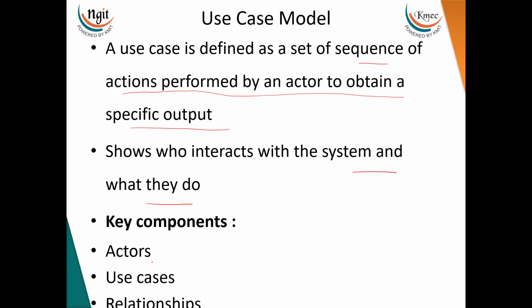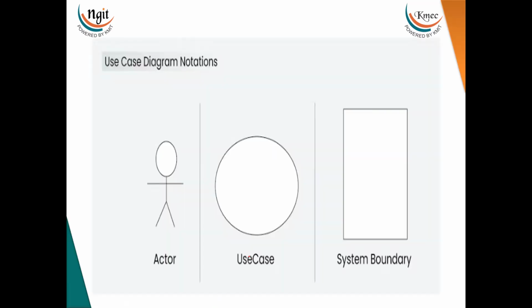So what are the key components? Actors, use cases, and relationships. These are the key components of use case model. Let us say, for example, actor: customer can be an actor. Use case can be to place the order or to make the payment, something like that. Relationship shows what the person is doing, a specific action between the actor and use case. So these are the notations: actor, use case, and system model.